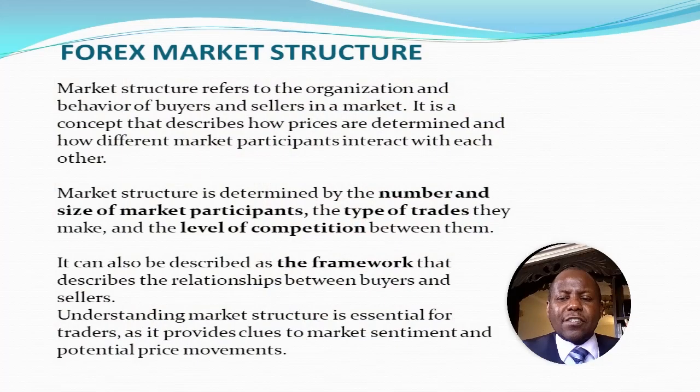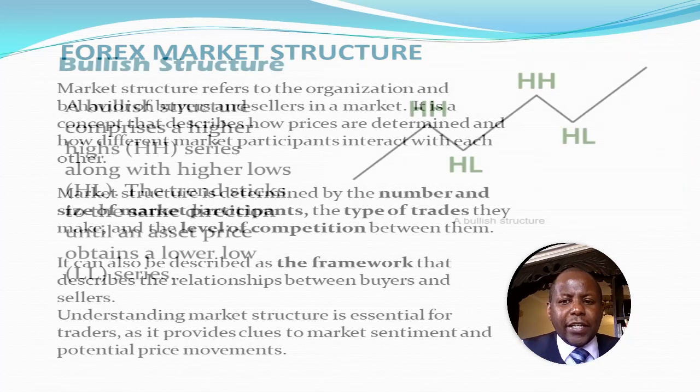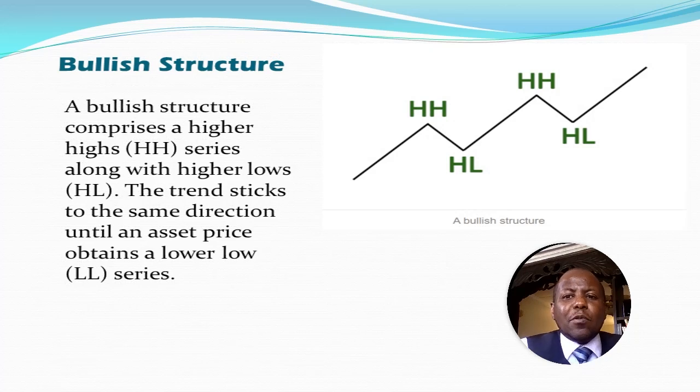So let us note those particular things that market structure is about. The bears and the bulls. It's about that interaction between these people who are buying and these who are selling. Those who believe the currency will go up and appreciate, or it will go down as a depreciation. So we can continue and say that there is a bullish structure. So the bullish market structure looks like this. A bullish structure comprises a higher high, HH, series along with higher lows, HL.